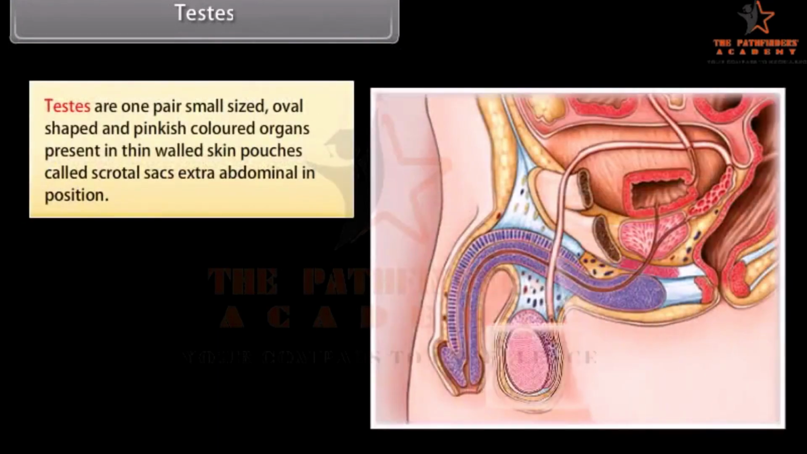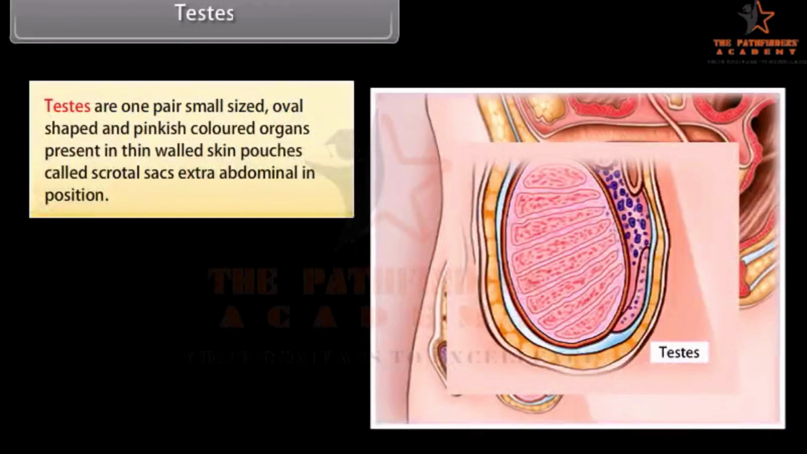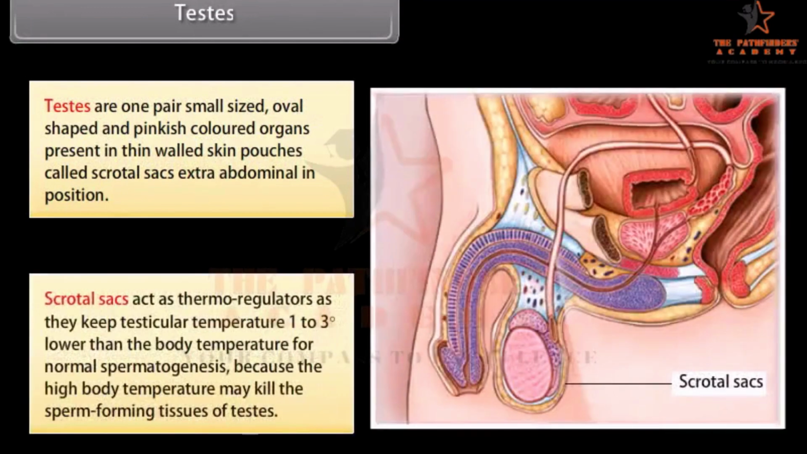Testes are one pair of small-sized, oval-shaped and pinkish-colored organs present in thin-walled skin pouches called scrotal sacs, extra-abdominal in position. Scrotal sacs act as thermoregulators as they keep testicular temperature 1 to 3 degrees Celsius lower than the body temperature for normal spermatogenesis, because high body temperature may kill the sperm-forming tissues of testes.